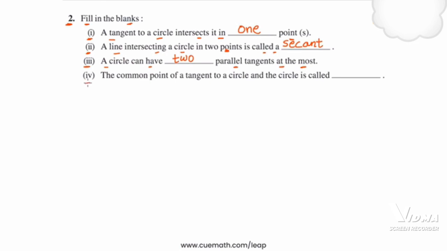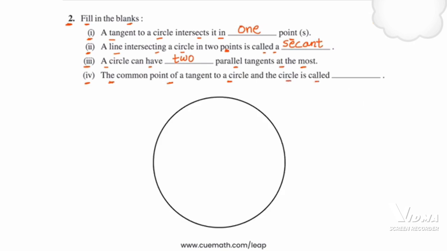Then lastly we come to statement 4, which says that the common point of a tangent to a circle and the circle is called blank. So if you draw any tangent to a circle, it intersects the circle at exactly 1 point, or it touches the circle. So that point, what do we call this point? Well, this point is called the point of contact. The point at which the tangent touches the circle is called the point of contact. So that's the answer for statement 4, point of contact. Okay, so this completes question number 2.